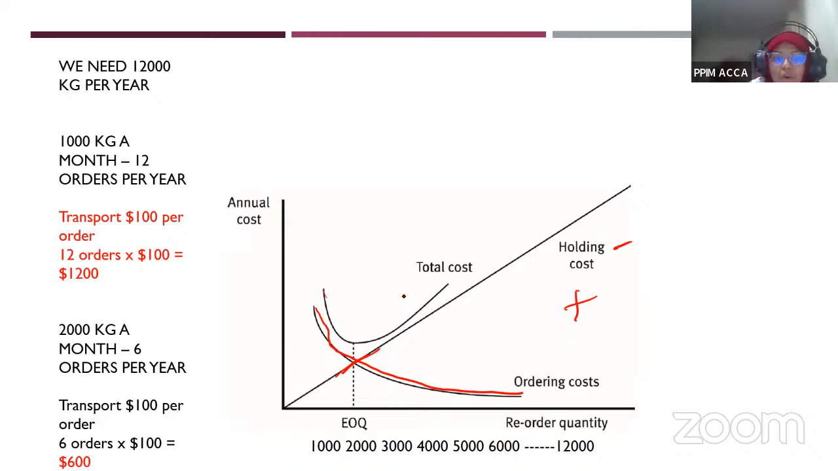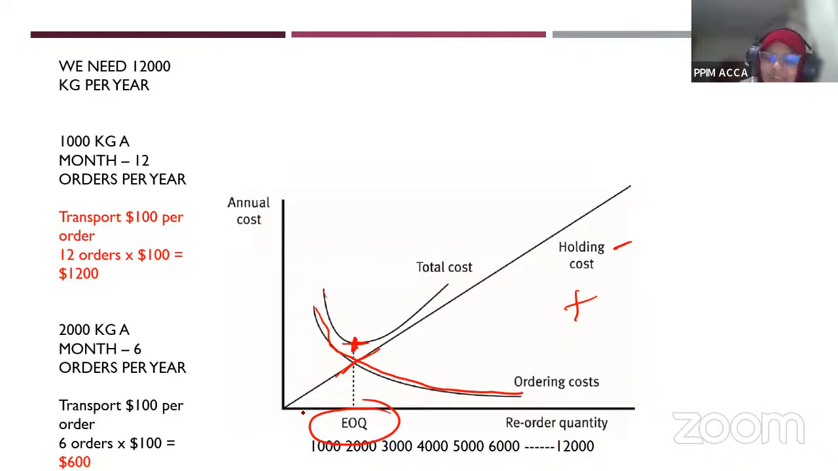So what is our goal? We have to make sure that the quantity that we order is this minimum quantity where the total cost is the minimum figure. And that quantity is called the EOQ or the economic order quantity. So how do I know what this quantity is? There is an equation that I can use to calculate the EOQ. So that is important.